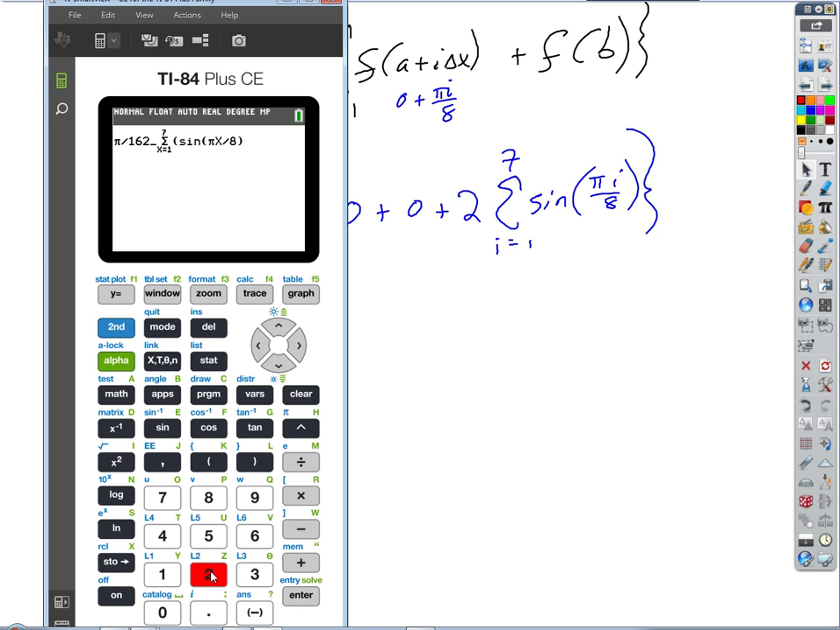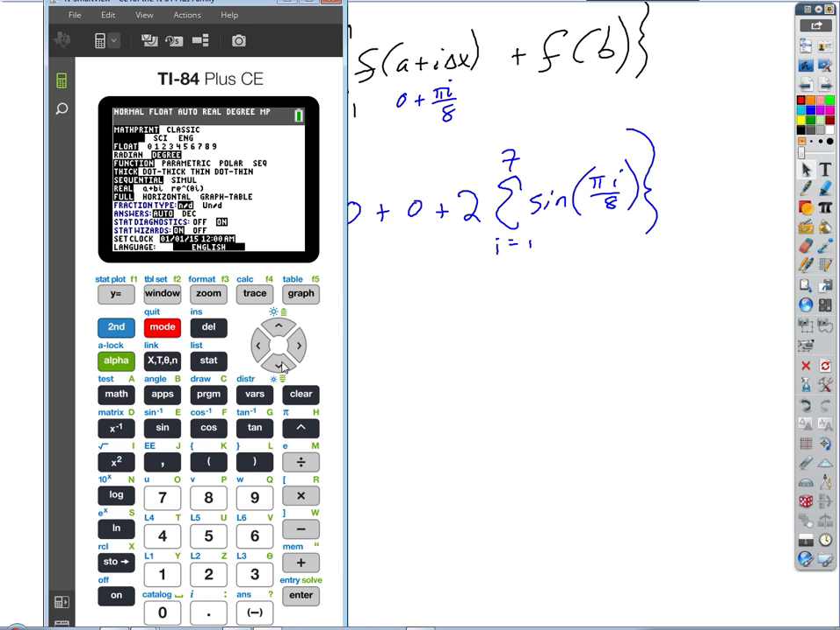Why is it doing that? There. So that works, right? I think. Okay. But I have to change this to radians and redo it.